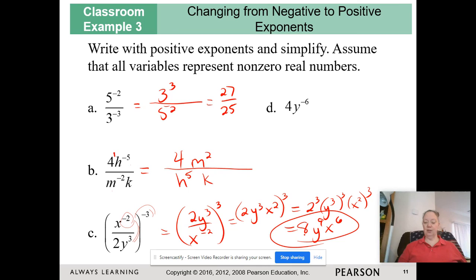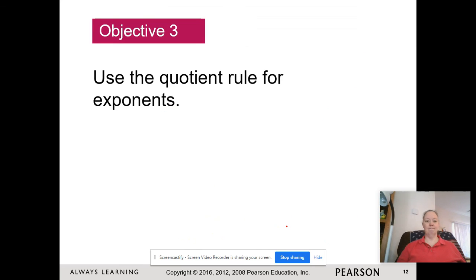We've simplified the coefficient. Our answer does not have any negative exponents. And we've only written the variable ones. This one, remember that 4 has a positive exponent. Okay. I think this is where I wanted to stop. So I am going to stop here for this video and then pick it up in the next video.